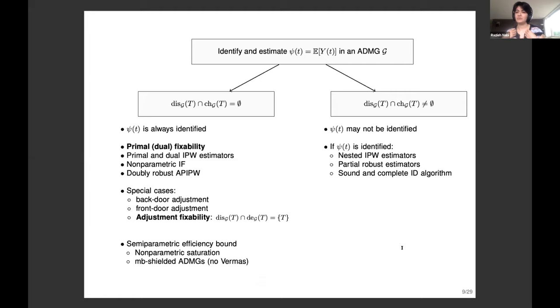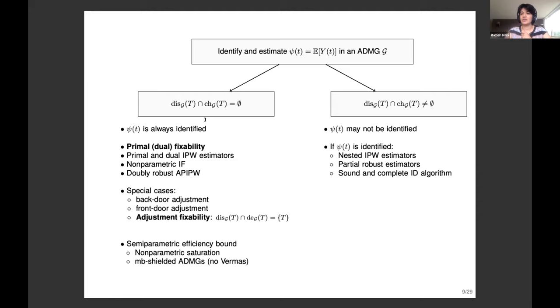So now I want to dive into the main results in the paper. To discuss the results, we are dividing the class of all ADMGs into two different subclasses, depending on how the treatment is related to its children. The separation criterion looks at the district of the treatment and the children of the treatment. If the district and the children don't intersect, then the effect is always going to be identified. To refer to this class, we call the treatment primal fixable.